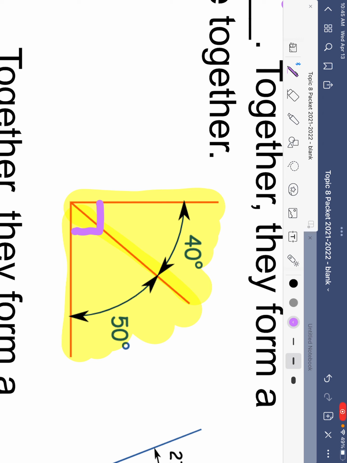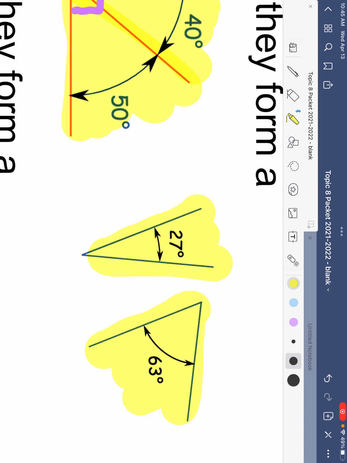Now, like I said, they do not have to be together. So these two angles right here, this one that measures 27 degrees and this one that measures 63 degrees, are two independent angles, but together they are complementary because 27 plus 63 equals 90. Okay? Now let's talk about supplementary angles.